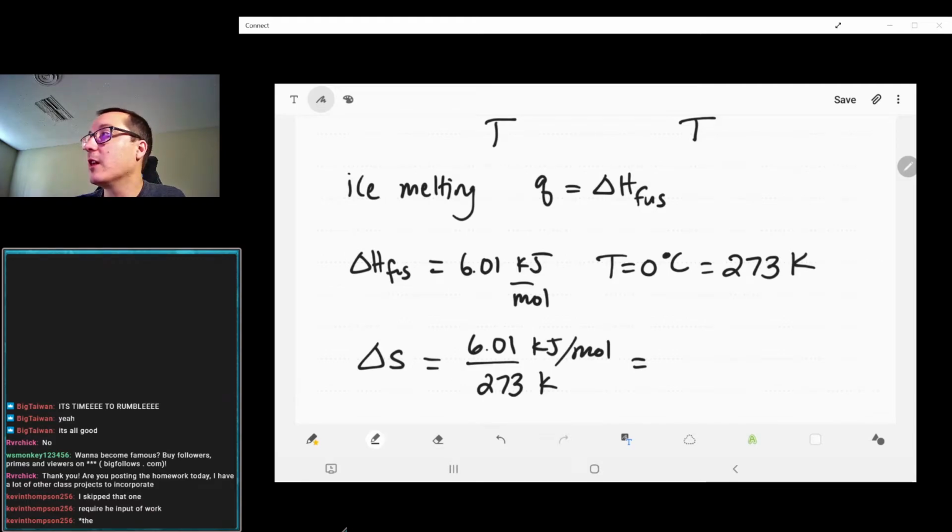We can calculate it. I have it somewhere here. It's going to be, where did I put it? But we also need, this is technically per mole, right? We're going to need to get rid of that because we want kilojoules per Kelvin as our answer.